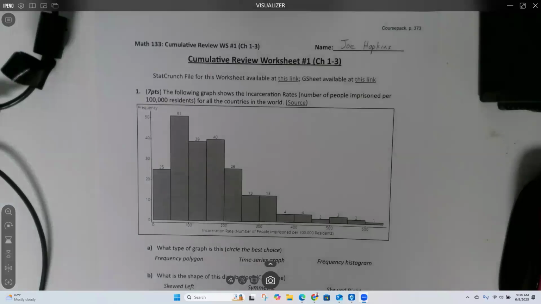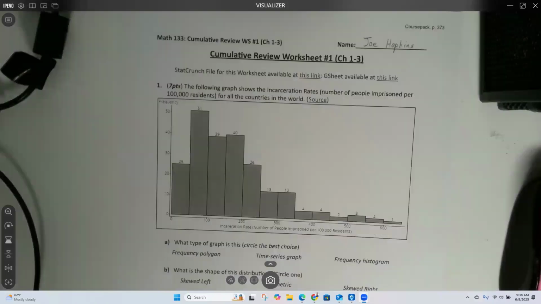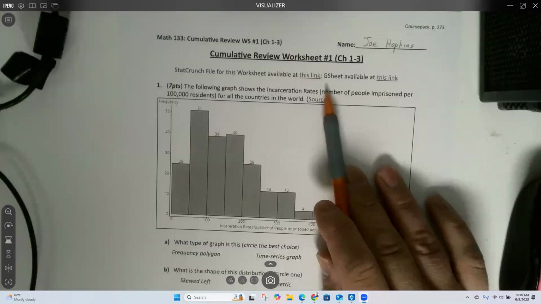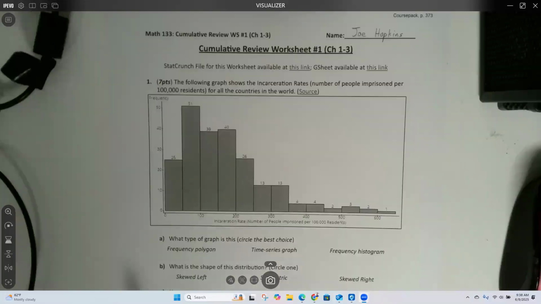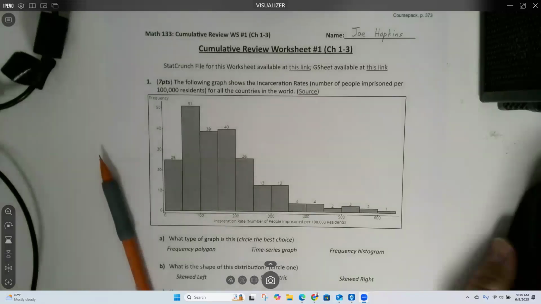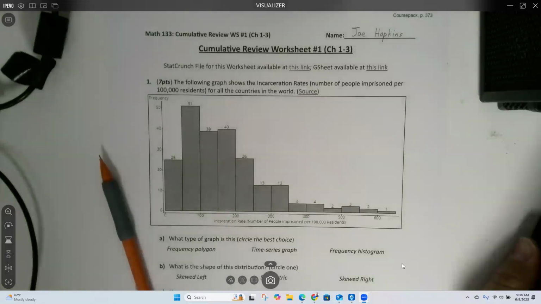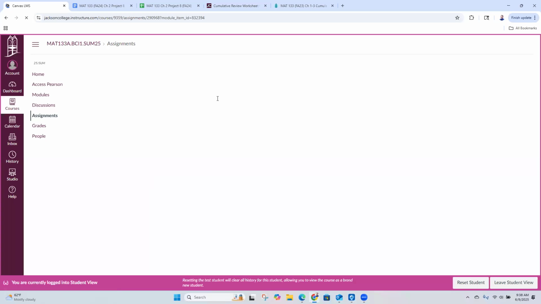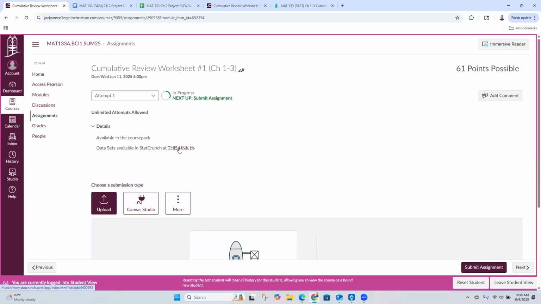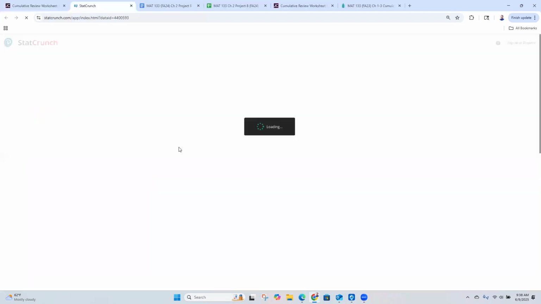For this first one, there is a link for StatCrunch, which will let you get this data. If you here in Canvas, go click on the cumulative review worksheet number 1. There is a link right here that's going to take you to StatCrunch.